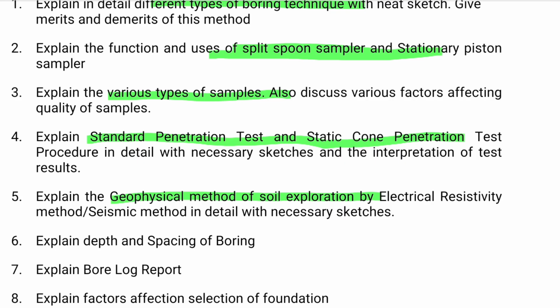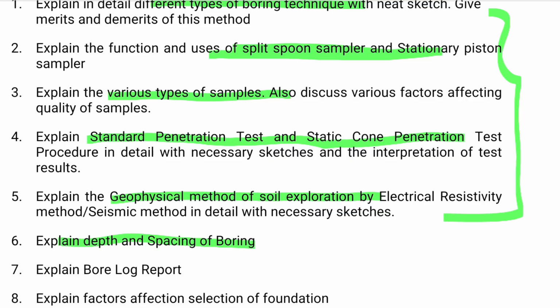These 5 questions are the most important. If you study these 5 questions well, you can easily get 16 marks, since you can answer one question. Another set of questions is like: explain the depth and spacing of boreholes. That is, how deep we have to dig the land for exploring the soil, and how many borings are required in a particular place.